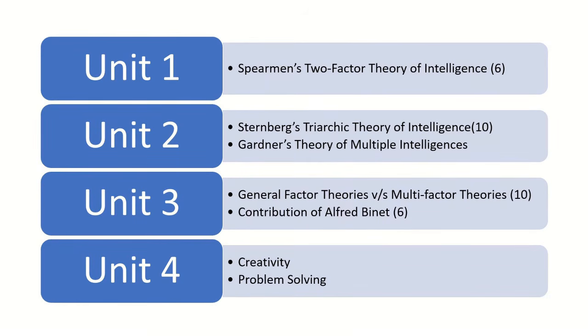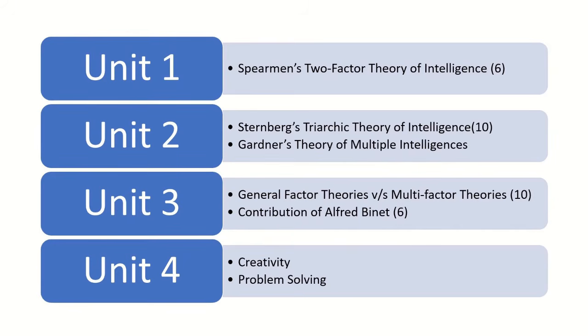From unit 2, Sternberg's triarchic theory of intelligence. This is a 10-mark question. Gardner's theory of multiple intelligence. This can come as a 6-mark question. And from unit 3, general factor theories and multi-factor theories. These two combined together will come as a 10-mark question. And from multi-factor theories, we can expect a 1 or 2 6-mark question as well for explaining any one of the theory. And contribution of Alfred Binet, which is again a 6-mark question.